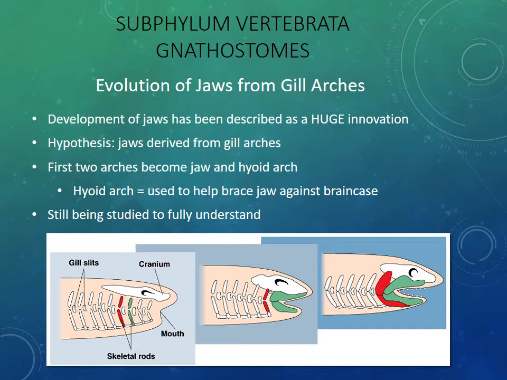Amongst the classic fish, you had some arches that supported the gills. Well, it turns out the hypothesis is that jaws came from some of these modified gill arches. The first two were changed, and one pair became the jaw, another pair became the hyoid arch, which is used as a support mechanism for the jaw to the brain case. This is still being studied to figure out fully if this is what happened.